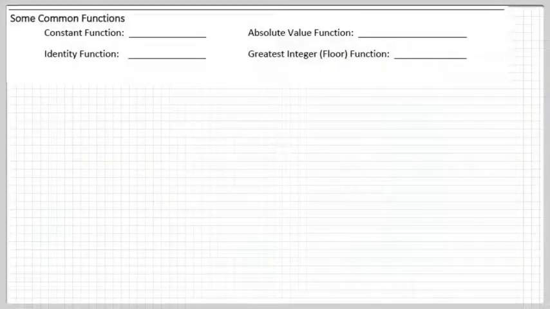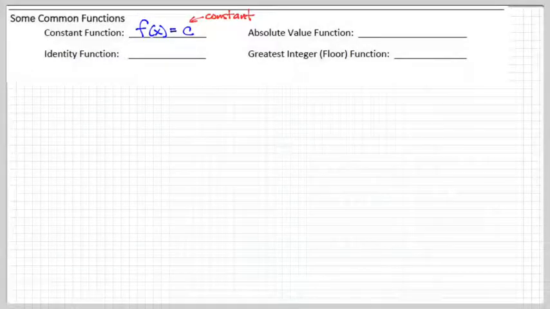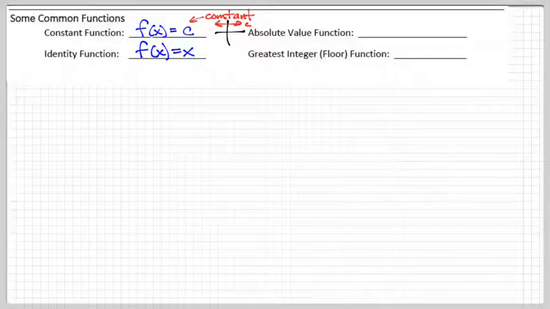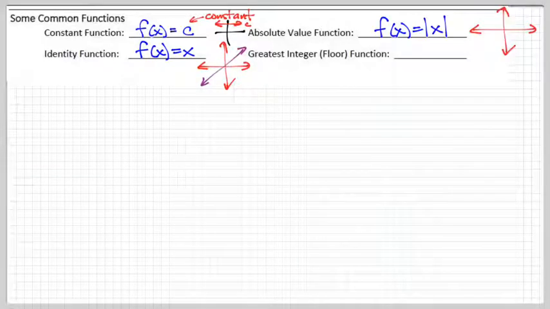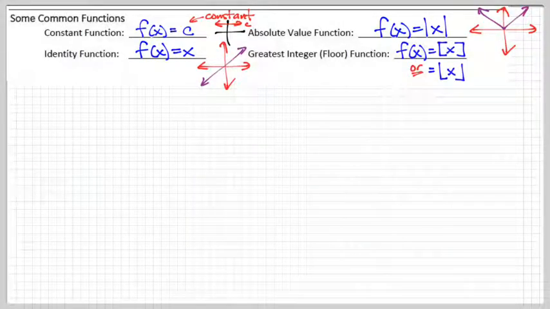Okay, some common functions to review. We have the constant function. The constant function graphically will just be something like this, a horizontal line at a height of c. We have the identity function, which is just a line of slope 1 through the origin. We have the absolute value function, which looks like a V shape. We have what's called the greatest integer function, and I like to write it like this actually. There are different ways. I like it this way.